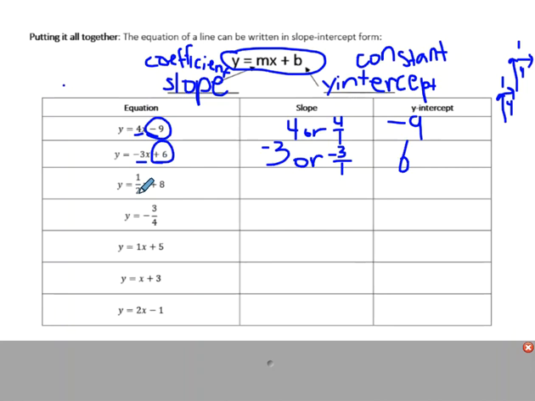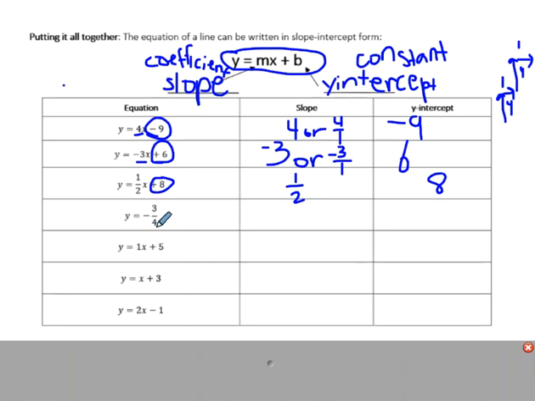Looking at slope for y equals half x plus 8. The number in front of x is half. My slope is half. It is rising 1, running 2, going up 1 over 2 every time between 2 points. My y-intercept is the constant, positive 8, or just 8.